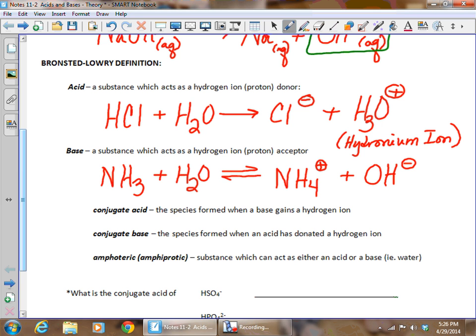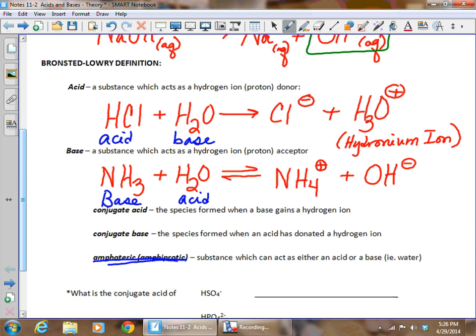Now, in this reaction, again, something always acts as an acid and something always acts as a base. In this case, ammonia is the base. So water must be acting like the acid. This brings up something called an amphoteric or an amphiprotic substance. It's a substance that can act as either an acid or a base, and water is one of those substances. Water can give away a hydrogen and form OH minus, or it can gain a hydrogen and form H3O plus, amphoteric or amphiprotic.